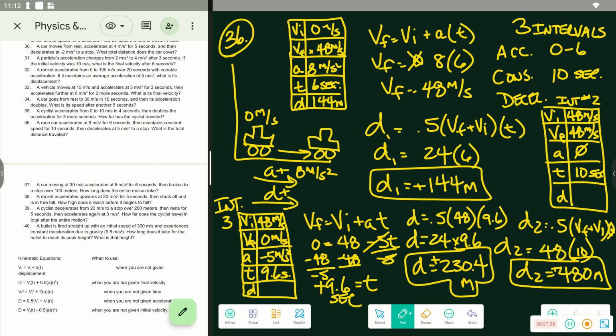Joe, ask that question again. On the VF equals VI. In interval 3. So VF, it's coming to a stop, so the final velocity is going to be 0. VI is 48. It's still at 48 meters per second. The acceleration is negative. Anytime you see deceleration, it's going to be a negative acceleration because it's slowing down. So it's -5 meters per second squared. To be able to get displacement, we have to solve for time first. So when we do that, we get 9.6 seconds.